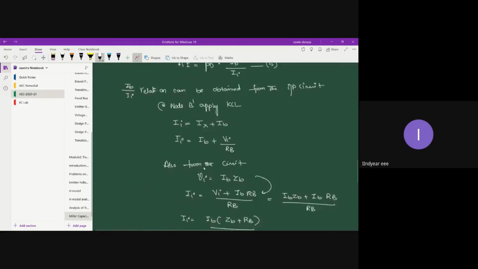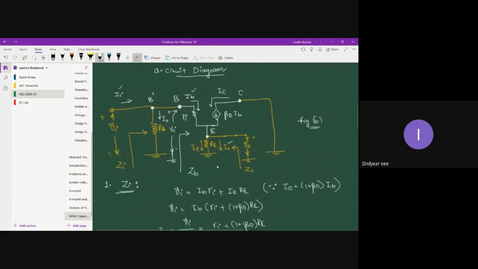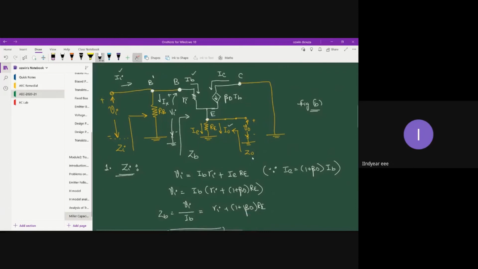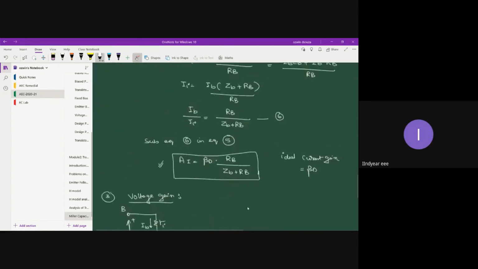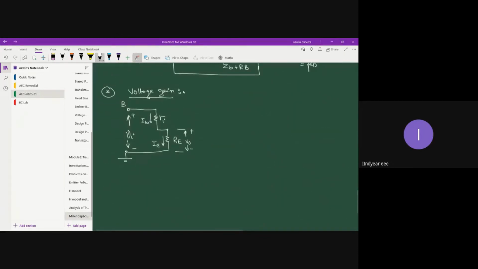Let me show you in the main circuit. See, voltage across RE is V naught. So same thing I have shown in the equivalent circuit as well. So therefore you can write V naught is equal to current into resistance, that is IE into RE, or IE is 1 plus beta D times IB into RE. So let's say equation 1.